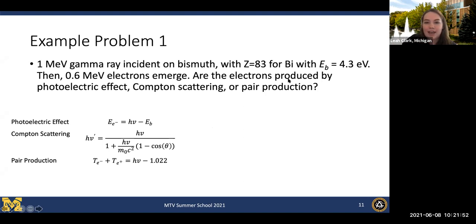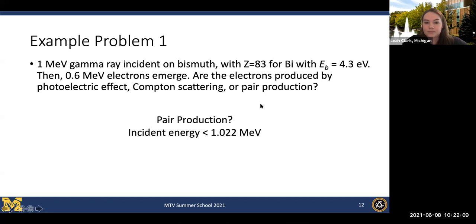Okay, so why don't we go ahead and talk about this problem? It's been a couple minutes. Let's go through each of the different interactions and see if it would make sense. The first we have is pair production. Pair production is actually a little bit easy to eliminate because we know that our incident gamma ray energy is 1 MeV, and right away we know that 1 MeV is less than 1.022 MeV, so this cannot occur. So we're able to cancel that one out right away.